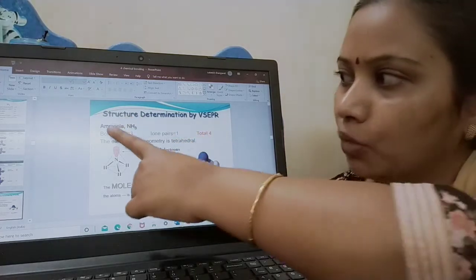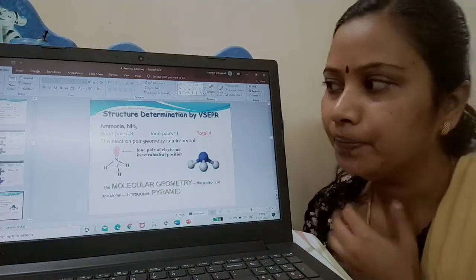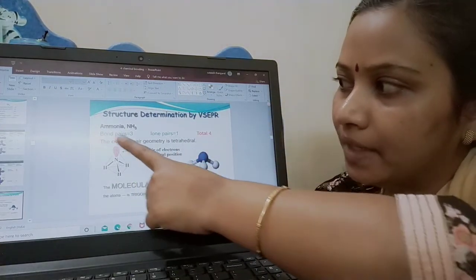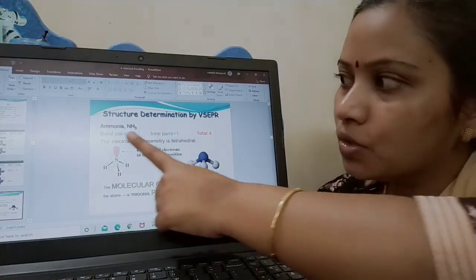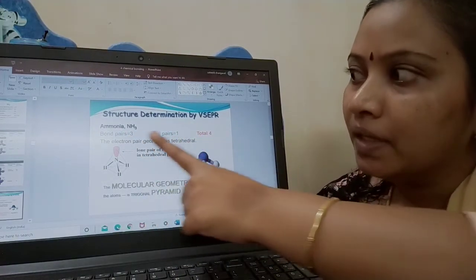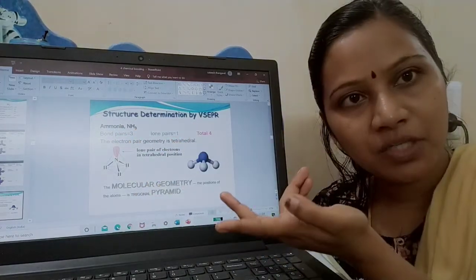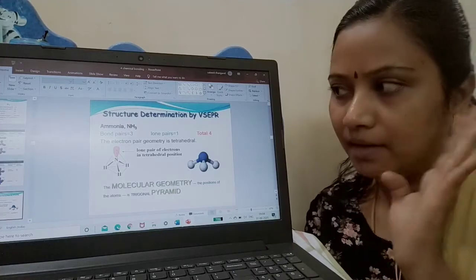Now I have the ammonia molecule, whose formula is NH3. You all know the bond pair is 3 and the lone pair is 1. So 3 plus 1, the total number of electron pairs is 4. As per the electron pairs, if it is 4, what should be the possible shape? It should be tetrahedral. Done.